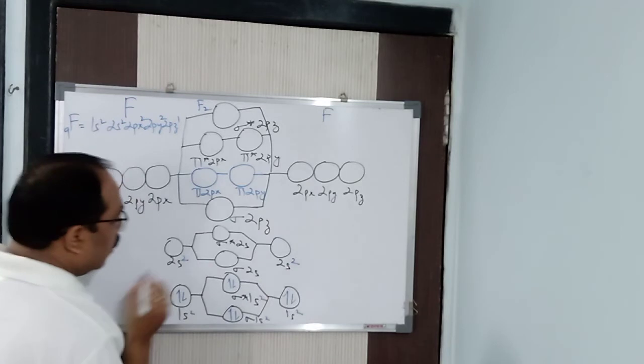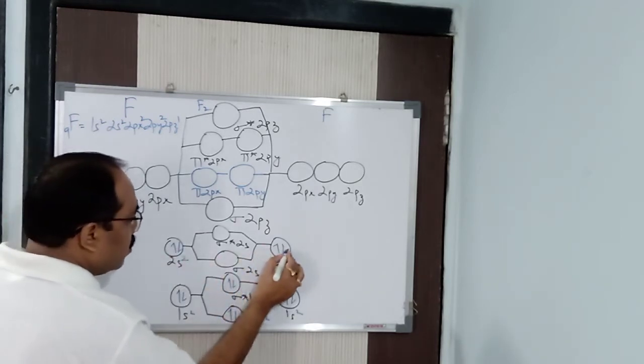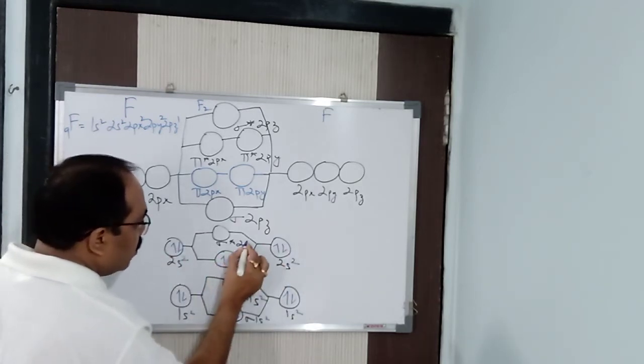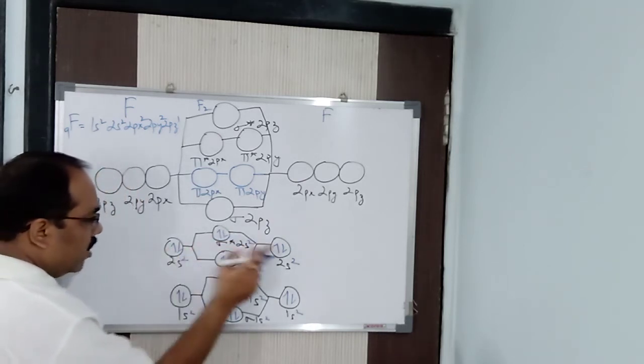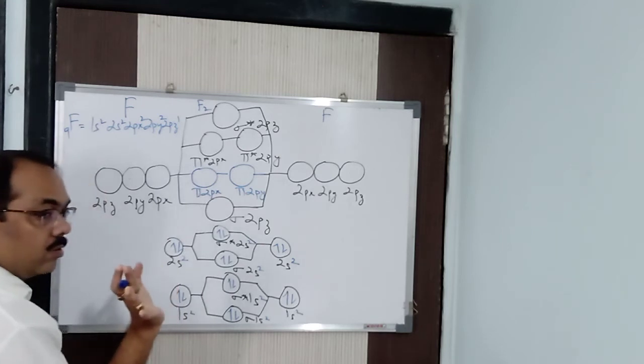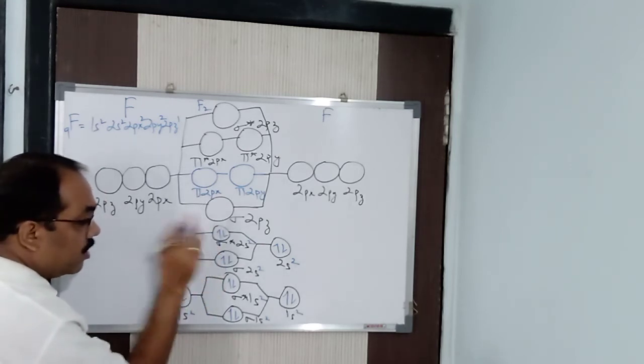Next is 2s2. 2s2 means 2 electrons. See, here also sigma 2s2 and sigma star 2s2. Count it in this way, that's the easiest manner. Here 2 plus 2, 4 electrons, here also it should be 4. So how will it be 4? First this will be filled, then this one.